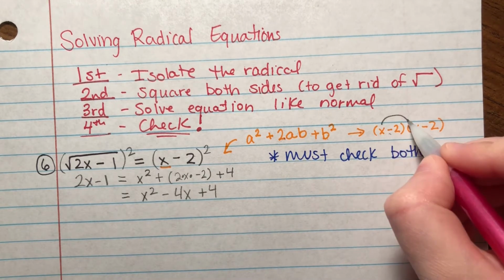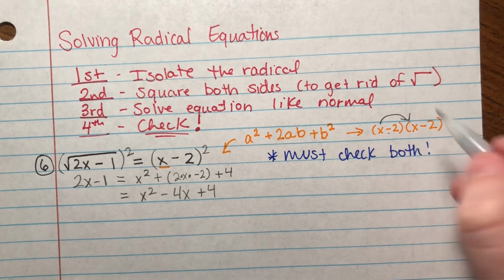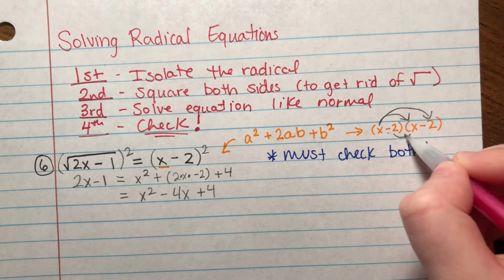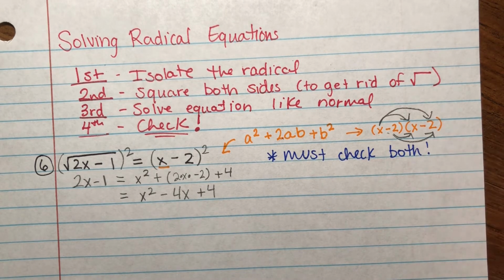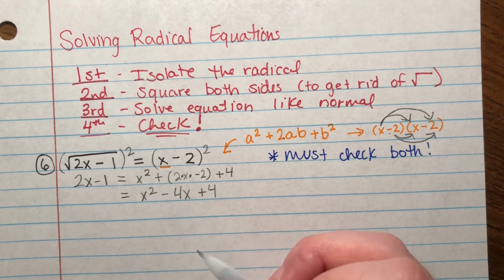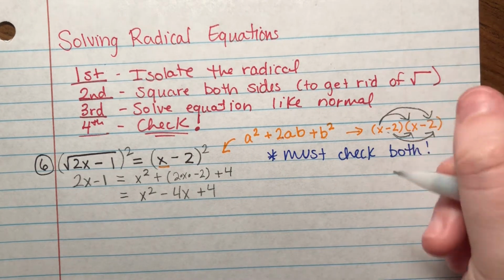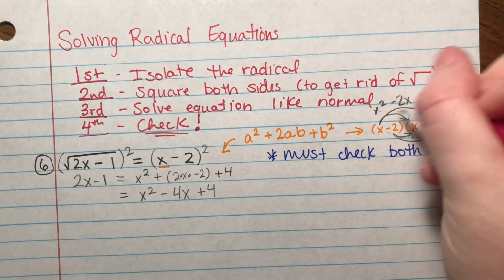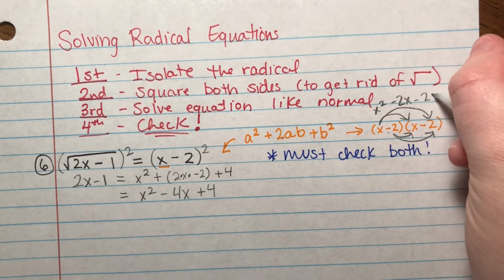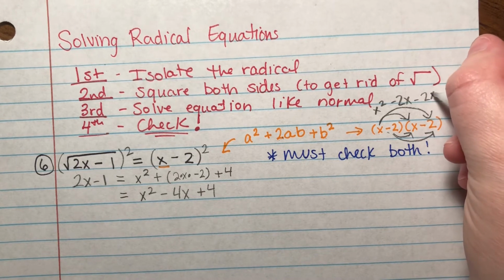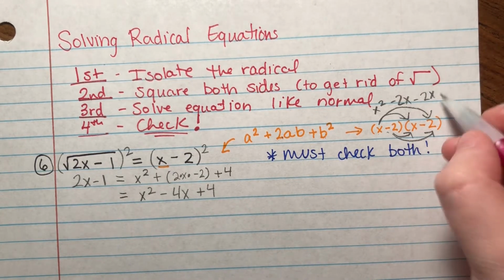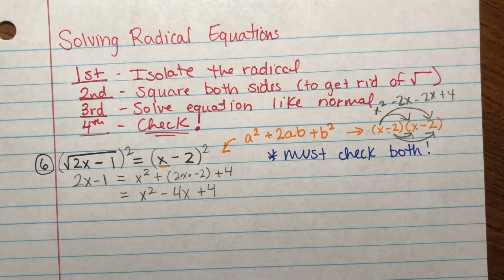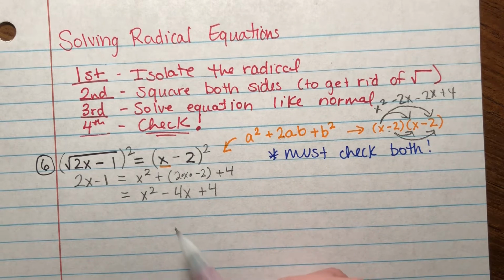And again, if you don't really like this method, you could always FOIL here. So you'd have x times x is x squared, and then minus 2x, minus 2x, plus 4. So you get the same thing here. I'll write that right here. So you'd have x squared minus 2x for your outer terms, minus 2x for your inner terms, and then plus 4. So ultimately you'd get the same answer. So either way you want to work that, that's fine.